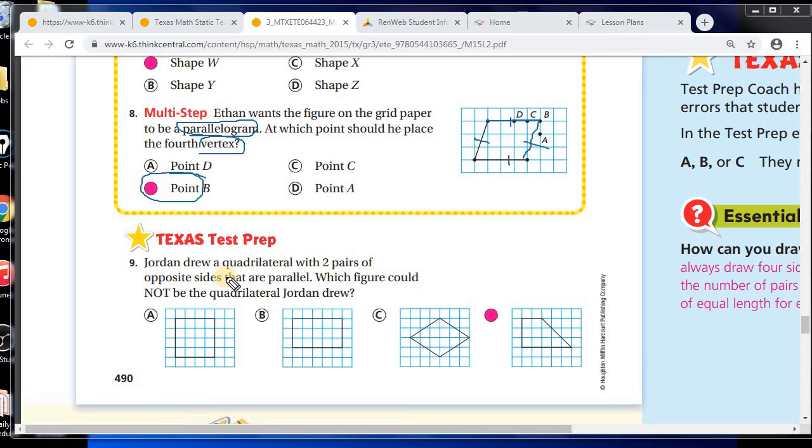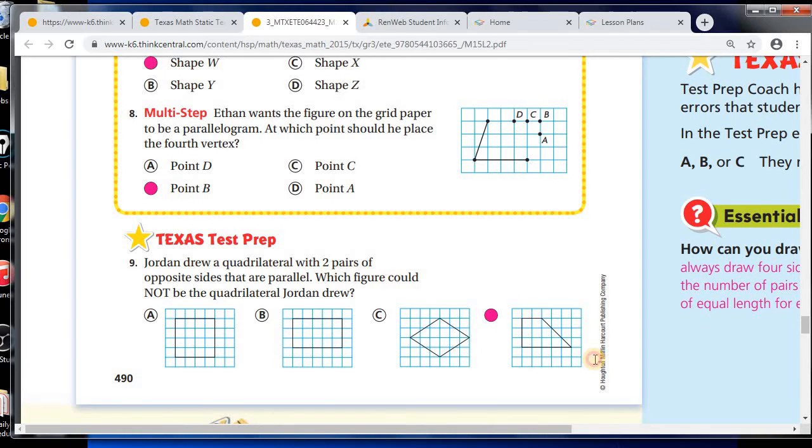So the next one, Jordan drew a quadrilateral with 2 pairs of opposite sides that are parallel. Which figure could not be the quadrilateral Jordan drew? Could not. 2 pairs of opposite sides that are parallel. Our good old friend the trapezoid, these 2 sides are not parallel to one another. The rest have 2 pairs of opposite sides that are parallel. So it could not be any other than our good old friend the trapezoid.